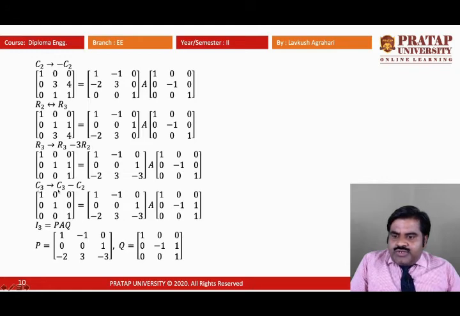Now there is a column operation. C3 is replaced by C3 minus C2. By this operation, we get an identity matrix in the middle of the expression, and this column operation is reflected in the matrix on the right hand side of A. So we can check that in the middle we have an identity matrix, and so we can say that I equals PAQ. So we can find the matrix P and matrix Q.